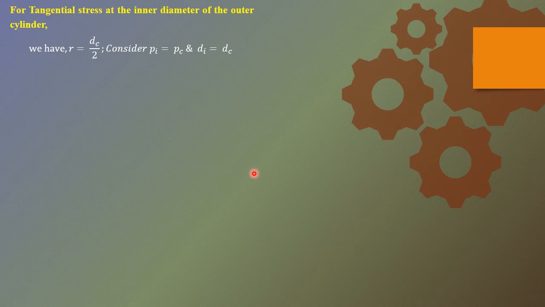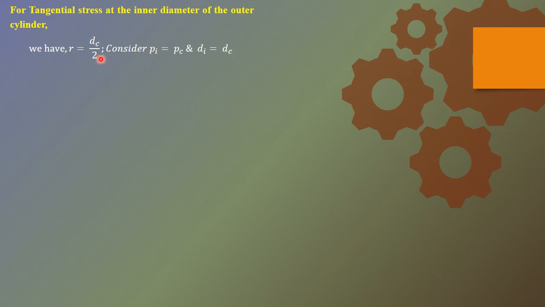So next we'll go through other things. Next is the tangential stress we'll consider at the inner diameter of the outer cylinder. We completed the outer diameter previously. Now we'll consider the inner diameter of the outer cylinder, which is the contact diameter Dc. So R we can substitute as Dc divided by 2, right? And the internal pressure, I told you, is nothing but the contact pressure, and the internal diameter can be substituted as Dc, right?